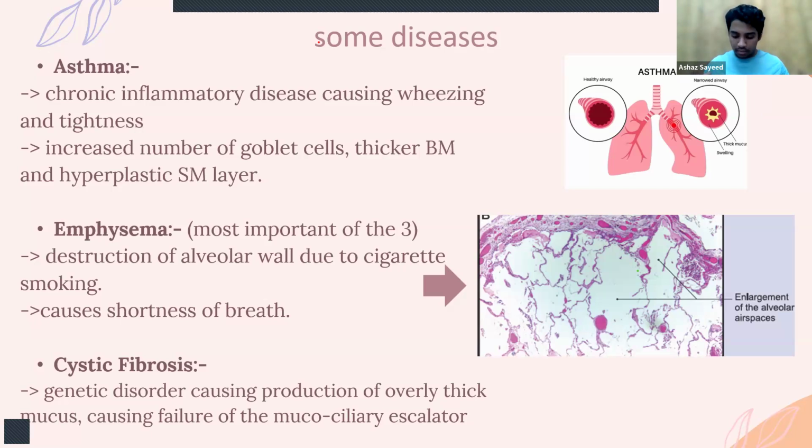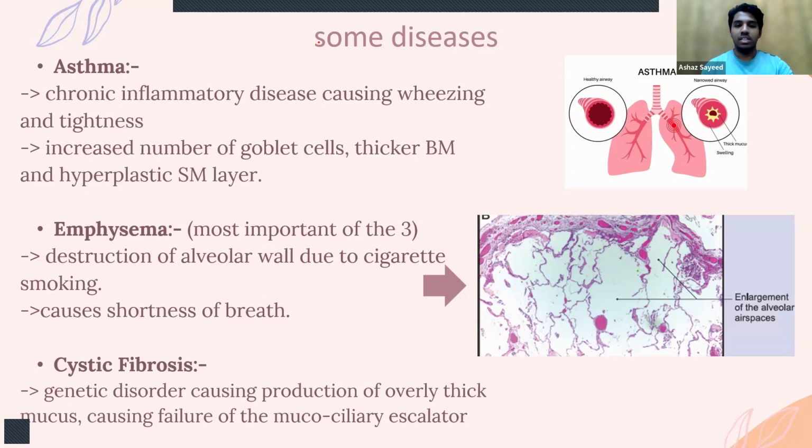So, the lumen of the bronchiole, its diameter is decreased. So that causes asthma. Now, emphysema. Out of these three which I've written here, emphysema is probably the most important because I think this was discussed a lot in physiology. That is because of smoking, what happens is your alveolar walls are destroyed. That causes shortness of breath.